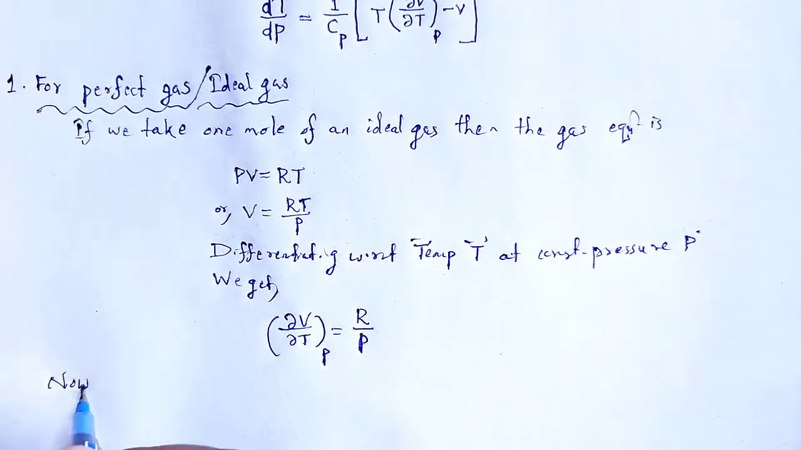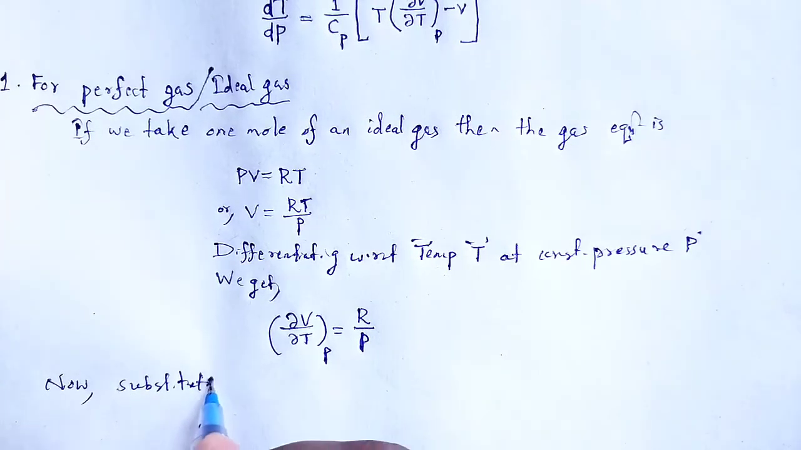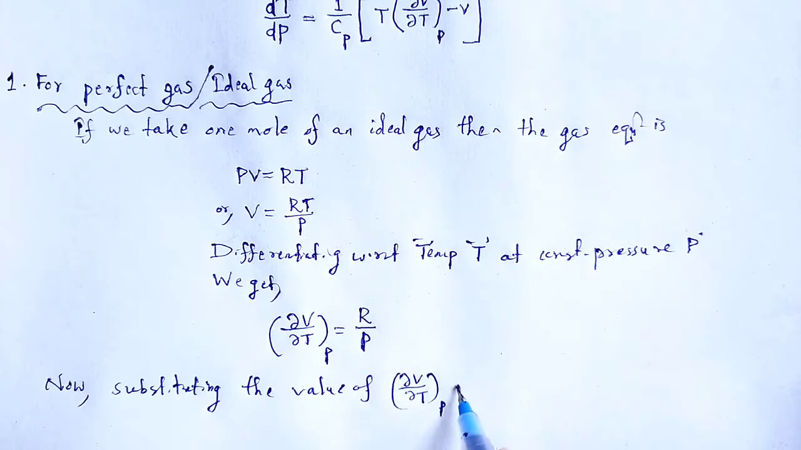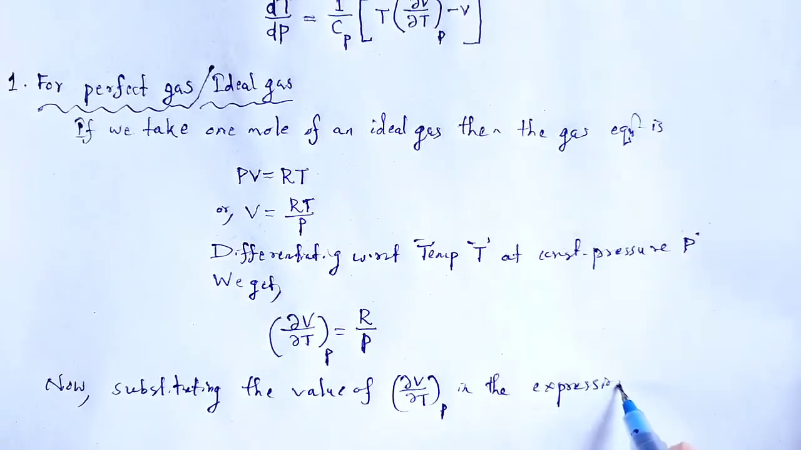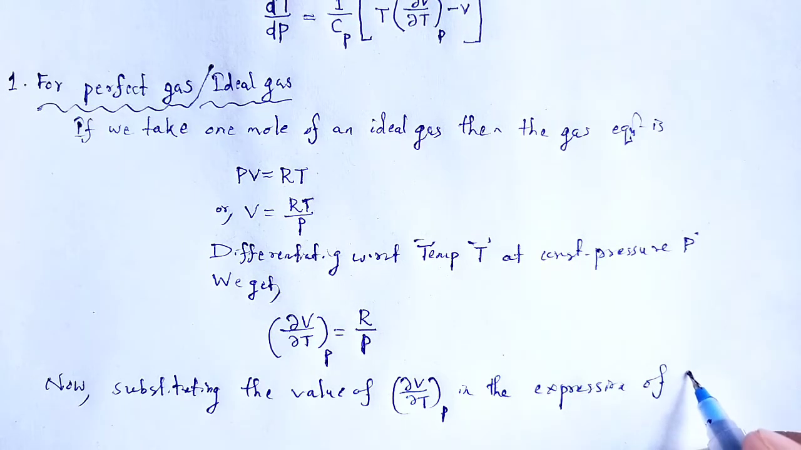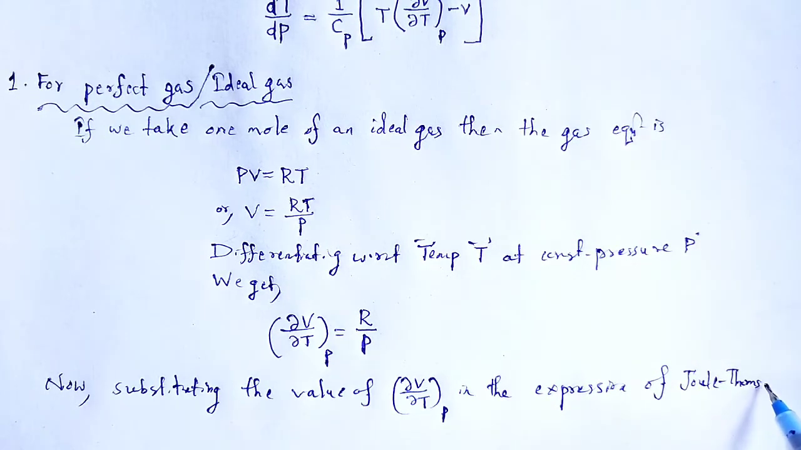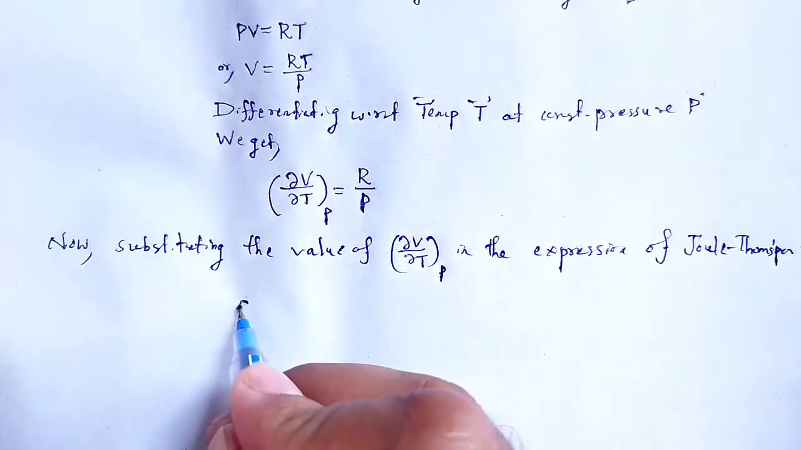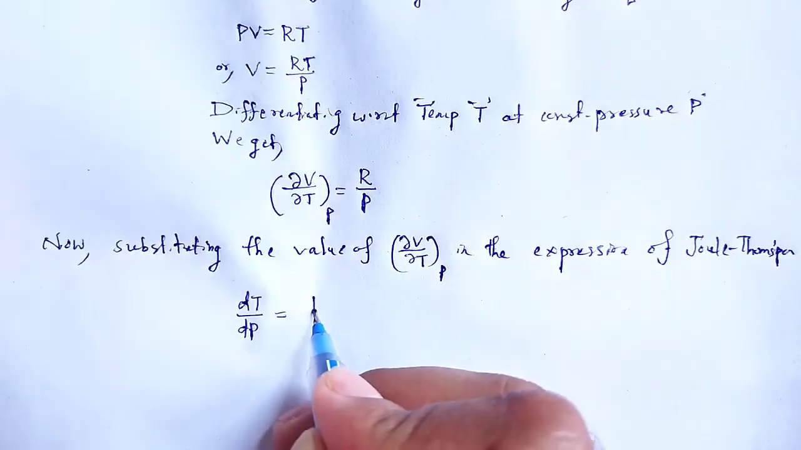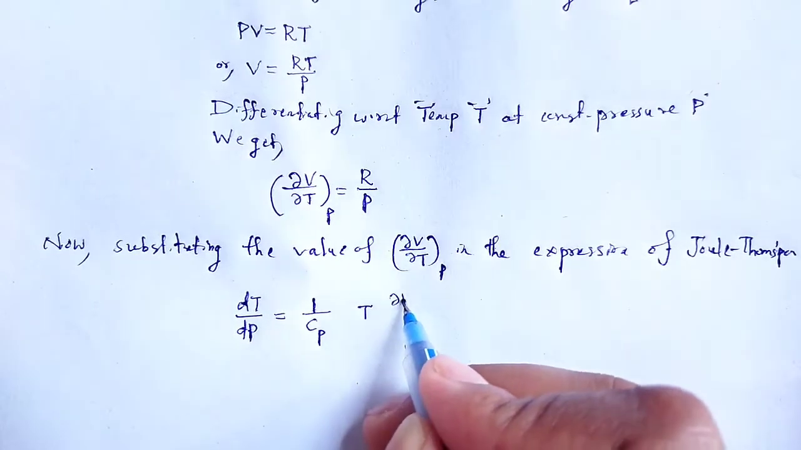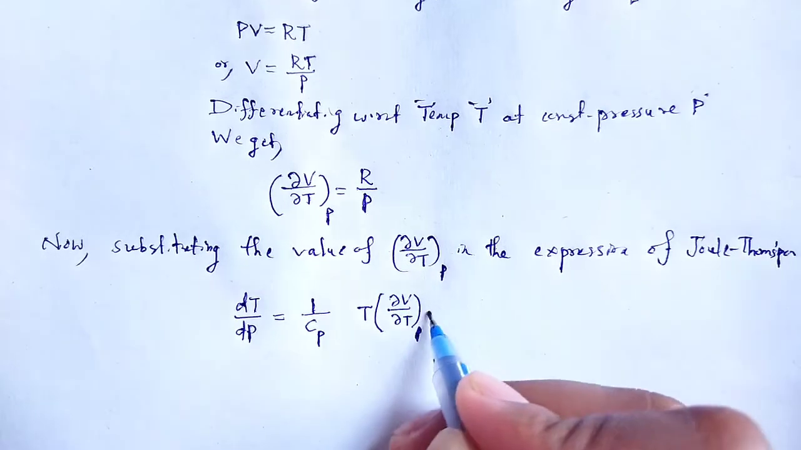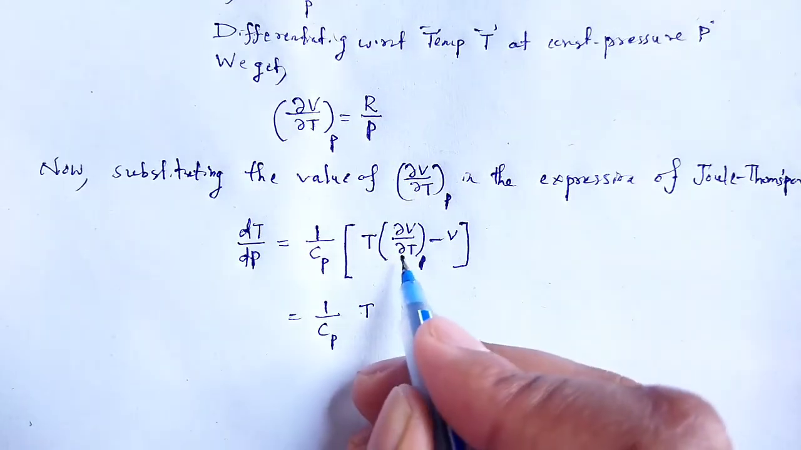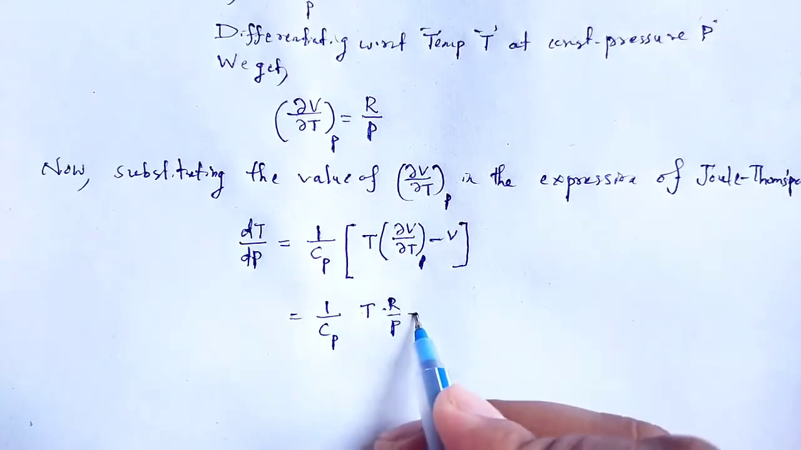So now substituting the value of del V by del T at constant pressure in the expression of the Joule-Kelvin effect or Joule-Thompson effect, dT by dP is equal to 1 by Cp times T del V by del T at constant pressure minus V. Here we take T in place of del V by del T at constant pressure, that is R by P, so that it is R by P minus V.